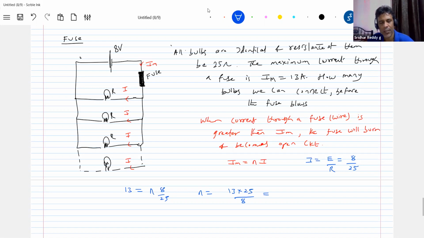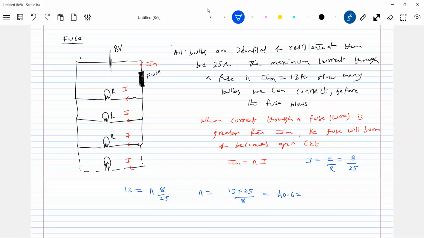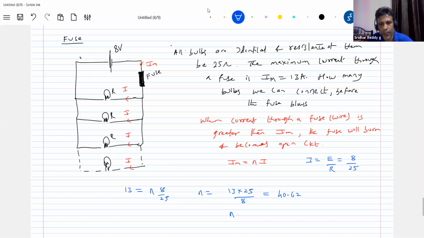Anybody, value? 40.625. So what shall I put? 40 only. 0.62 bulb will not come. And if you put 41, the fuse will burn out. So 40 is safe. Like that, we can connect 40 bulbs safely.